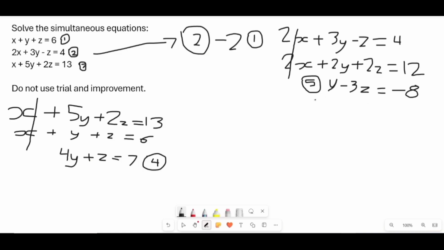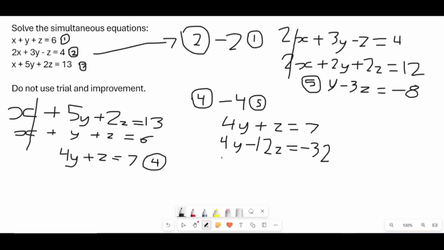I'm going to try and get rid of the y. So I'm going to take the 4, and take away 4 lots of this 5 here. Just a thing to be aware of because I nearly confused it: remember that we're subtracting all of this, so there's going to be double negatives. Anyway, because we got 13z equals 39, we know that z is just going to be 3.